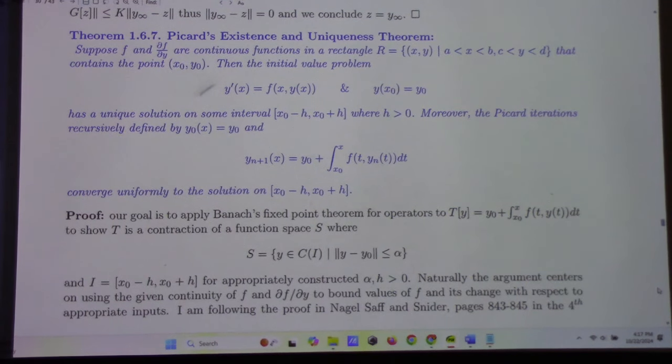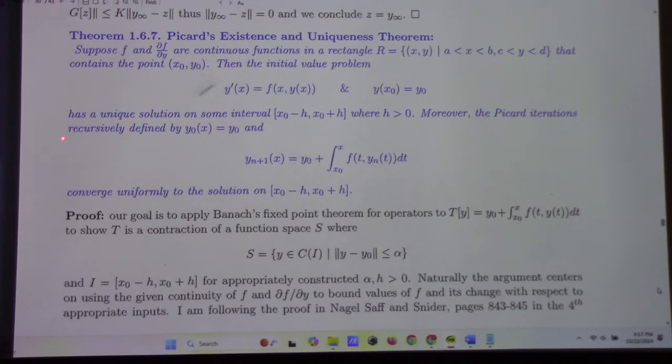Anyway, so suppose f and the partial derivative of f with respect to y are continuous functions on a rectangle that contains the point x naught, y naught. Then the initial value problem, y prime of x is equal to f of x, y of x, and y of x naught equal to y naught, has a unique solution on some interval, x naught minus h to x naught plus h, where h is greater than 0.